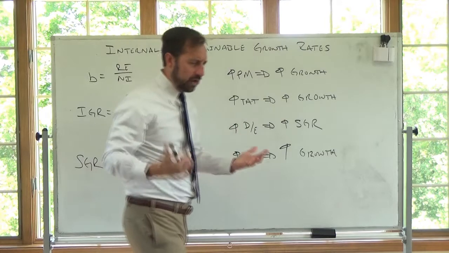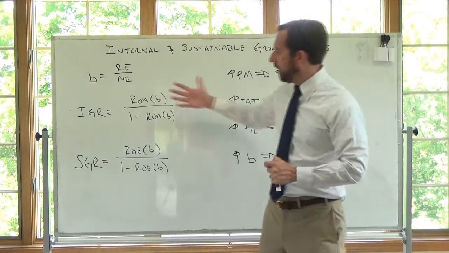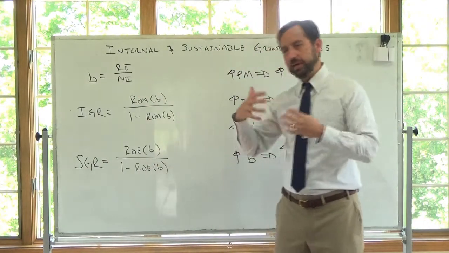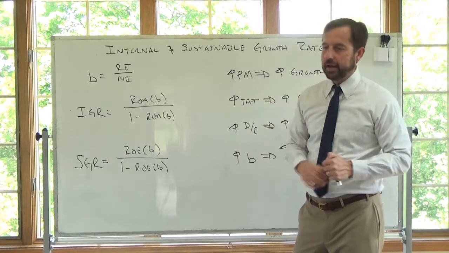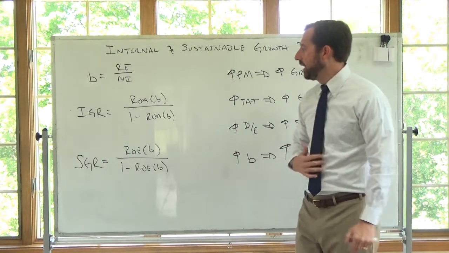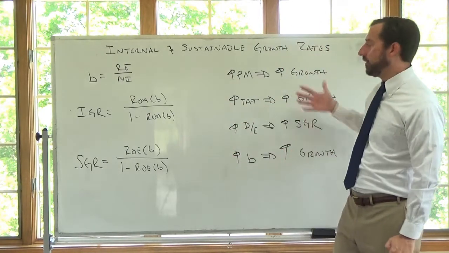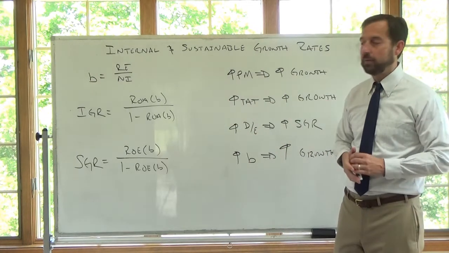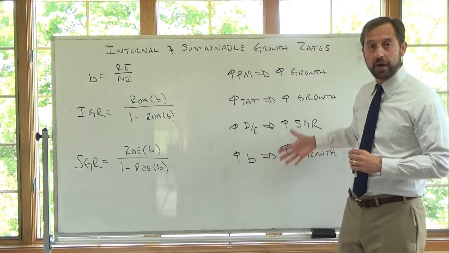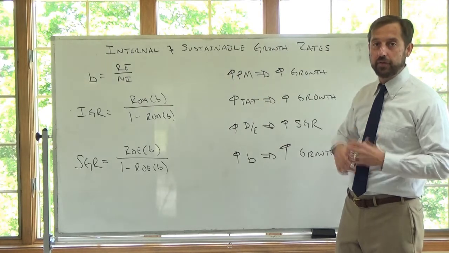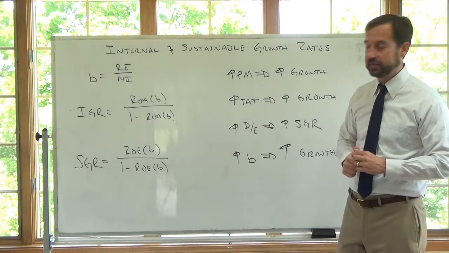So not only can the number we get from this calculation be important to say we can't grow that fast as a company, this also will tell management, if you do want to grow faster, how can you do it? What are the factors that go into the maximum rate at which you can grow your assets?